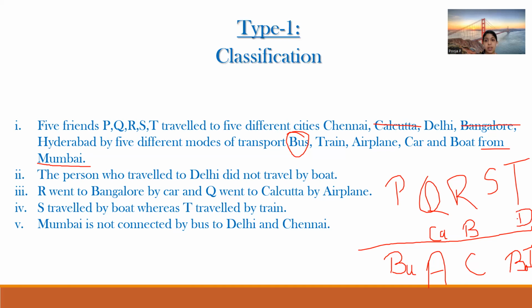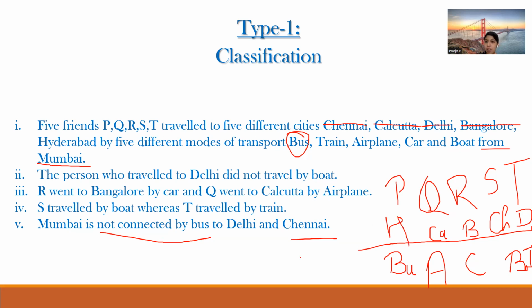So Mumbai is not connected by bus to Delhi and Chennai. Fine. So we are done with Delhi. Now Chennai, we cannot place it under P. Only options left are P and S. We cannot place it under P because it's not connected by bus to Chennai. So the only place where Chennai can fit in is under S. This is also done. Which is the last city left out? Hyderabad.